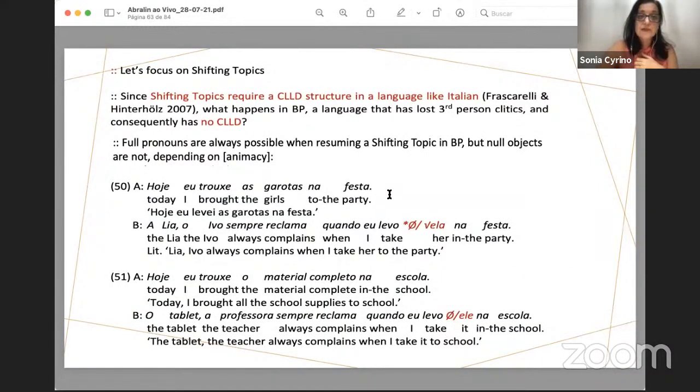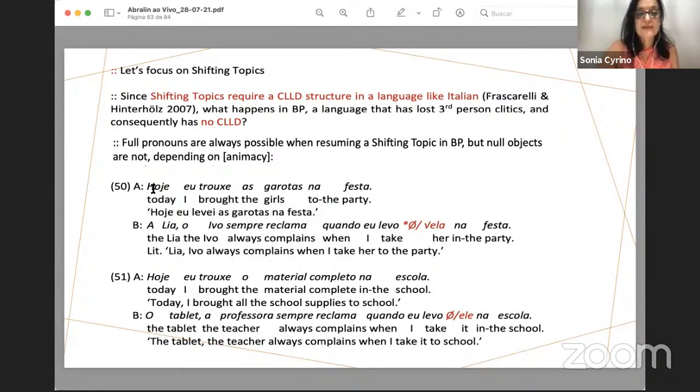So shifting topics require clitic left dislocation according to Frascarelli and Hinterhölzl. So what happens in Brazilian Portuguese? We don't have clitic left dislocation. What we do, we can use full pronouns, right? They are always possible when we resume a shifting topic in Brazilian Portuguese. But null objects are not possible, depending on animacy.